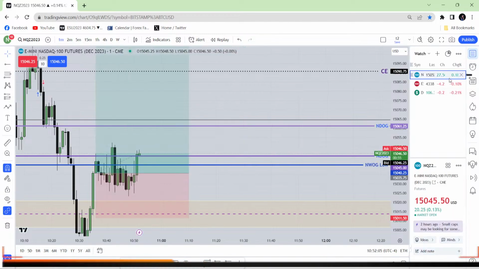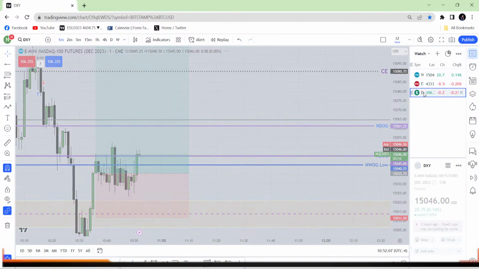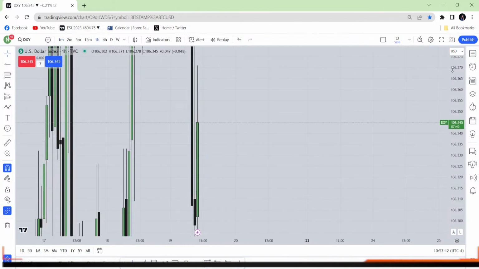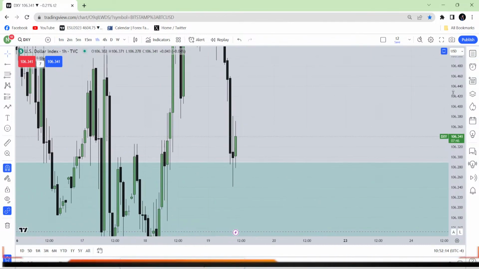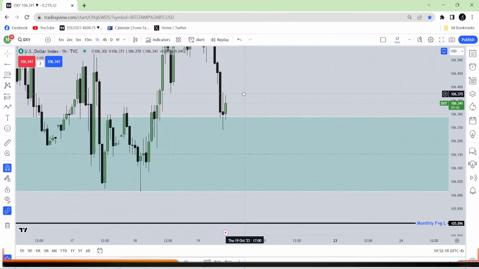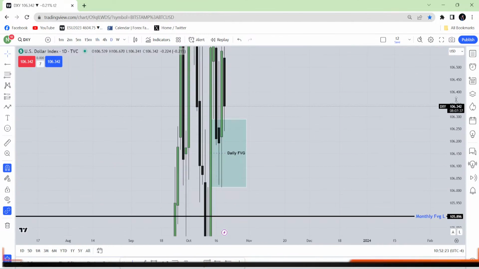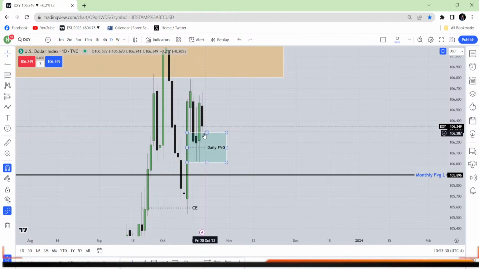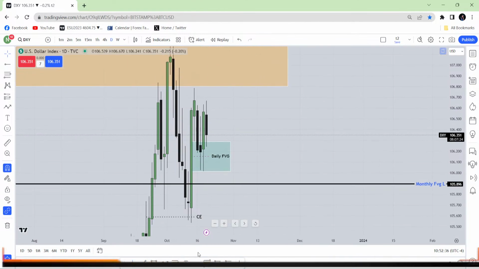Someone told me to go to the Euro USD. I will go to the Euro USD, but first I would like to see what the dollar index is doing. So the dollar index is coming back to the fair value gap. Yes, it can come back. If you look at the daily chart, it has rejected from the consequent encroachment and came back. I told you before today's session, check my tweet, that the market will come back to the upper level. This is the same thing, brother.